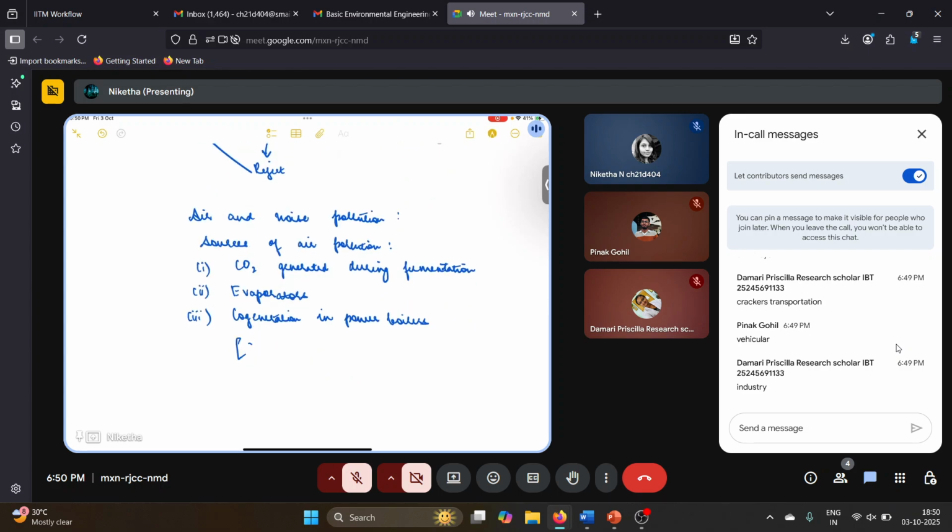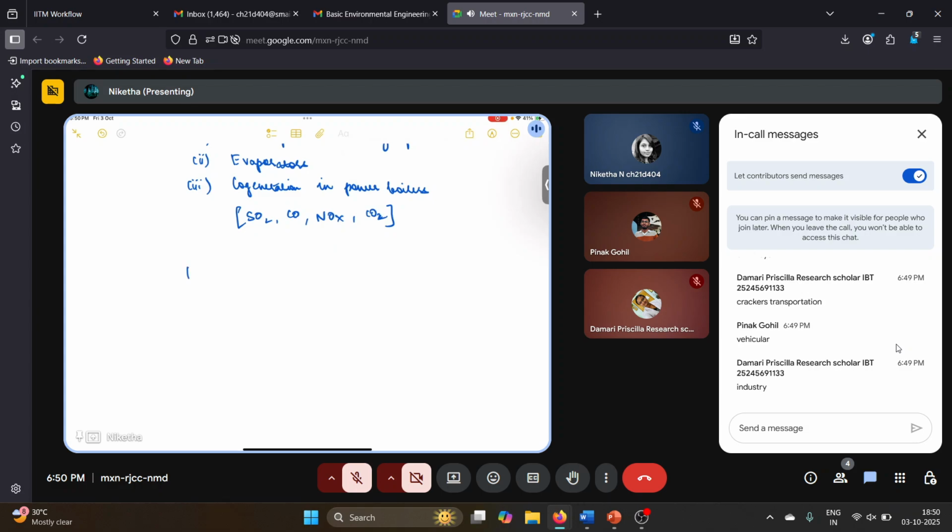So here a combination of gases like sulfur dioxide, carbon monoxide, NOx, and carbon dioxide are also generated. Okay, coming to noise pollution sources. Can you name some noise pollution sources in a sugar industry? So we are talking about sugar industries here. So can you tell me some sources of noise pollution in sugar industries?